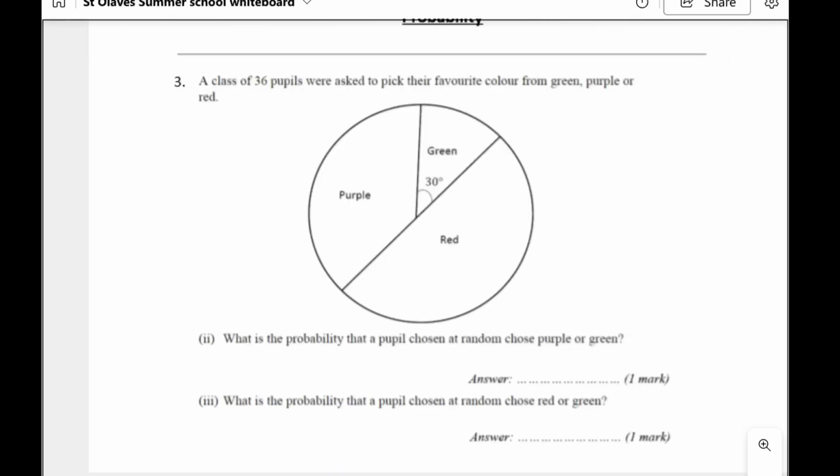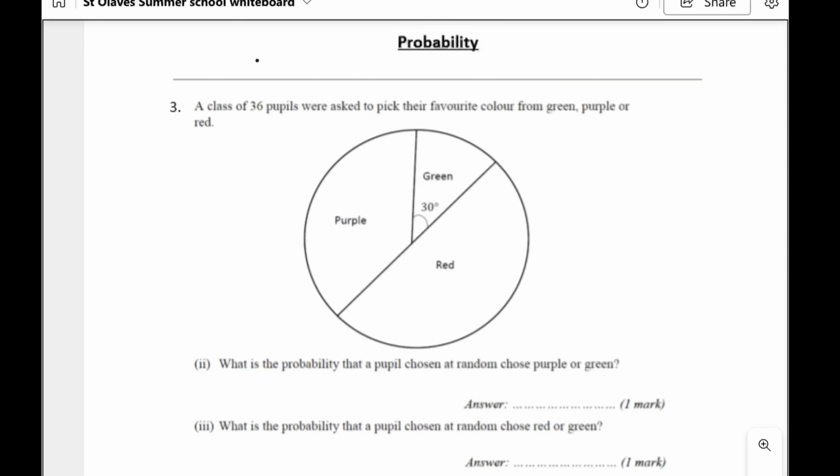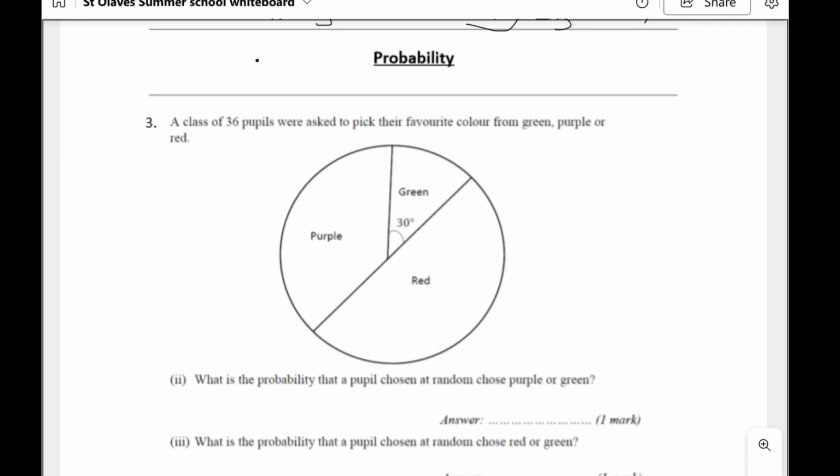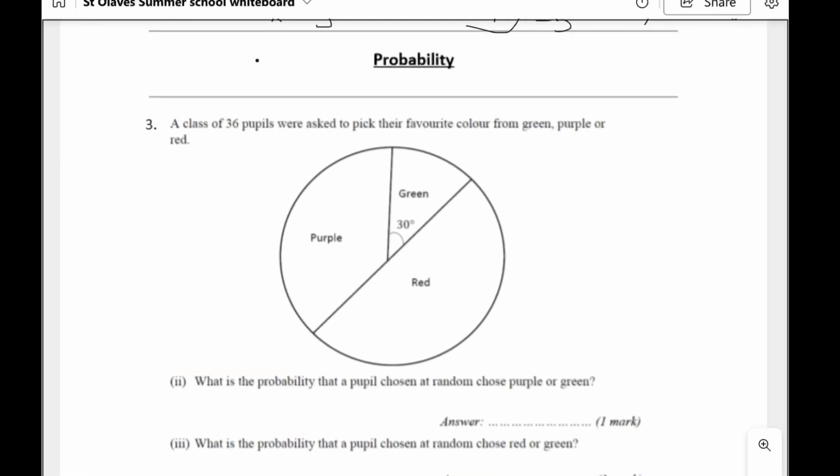So we're going to be moving on to probability. And for question 3, we're going to be looking at pie charts. So they helped us out here by saying that a group of 36 pupils were asked to pick their favorite color from green, purple, or red.